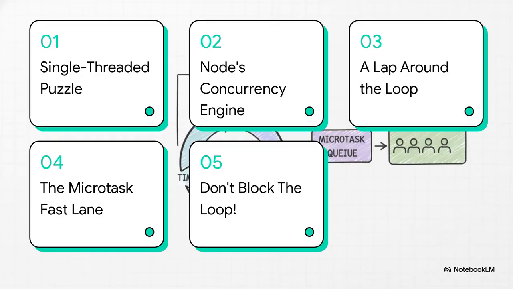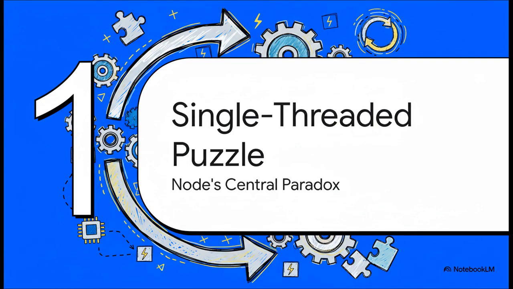So here's how we're going to break this down. First, we'll look at the single-threaded puzzle. Then, we'll meet the engine that makes it all work. We'll take a tour of the event loop itself, discover a special VIP lane for certain tasks, and finally, we'll learn the most important rule in all of Node: don't block the loop. Okay, first things first, let's get our heads around the central idea that makes Node.js so different.